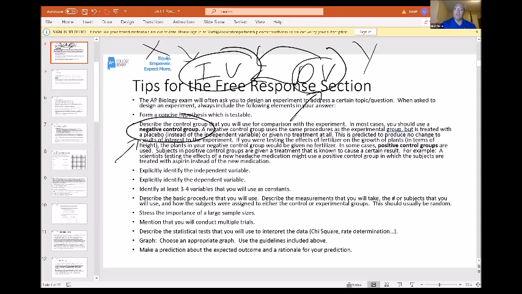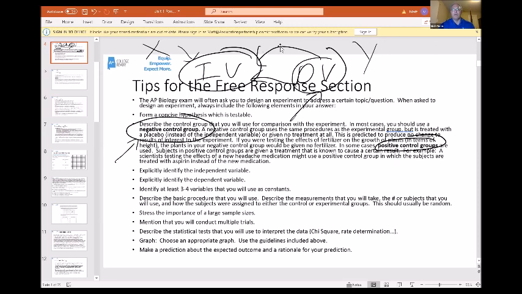Now, on the other hand, you might have positive control groups. These kinds of control groups are not nearly as common in science, but they're used to get a certain result.